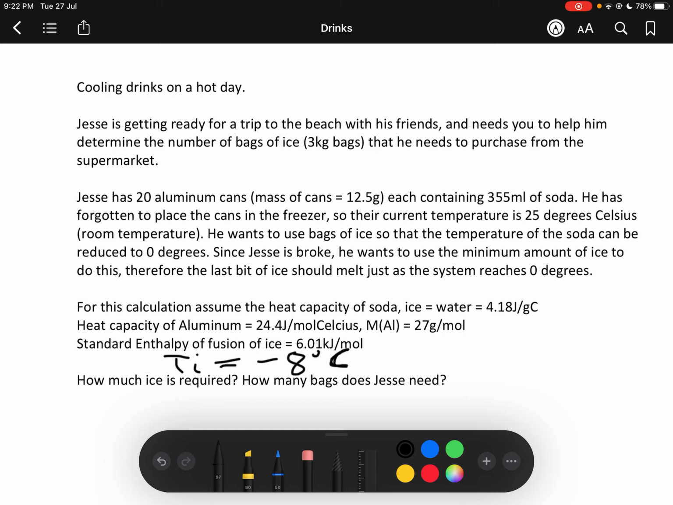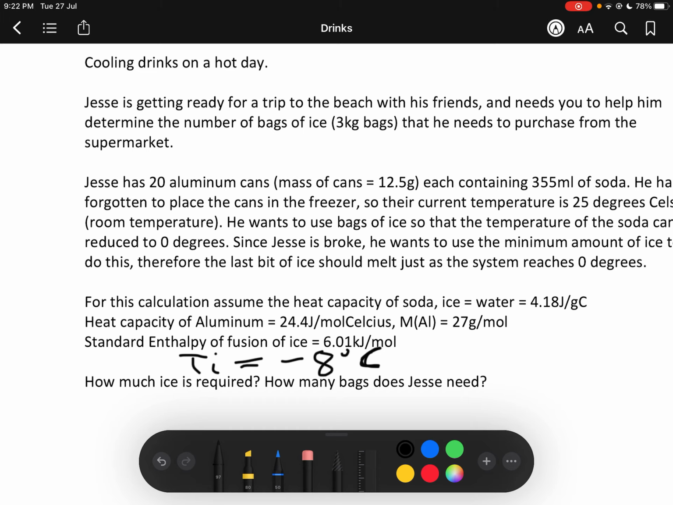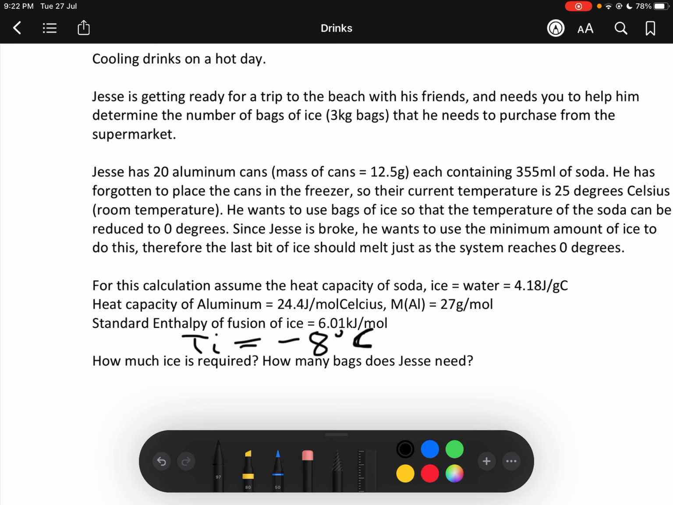So the total energy absorbed would be the total amount of energy to increase the temperature of the ice from -8 degrees to 0 degrees Celsius, and the further energy absorbed when the ice is converted into a liquid form. Just as all of the ice is converted into a liquid form, the temperature of the system reaches 0 degrees Celsius. So let's look at the amount of energy that needs to be absorbed in order to decrease the temperature of the soda and the cans down to 0 degrees Celsius.